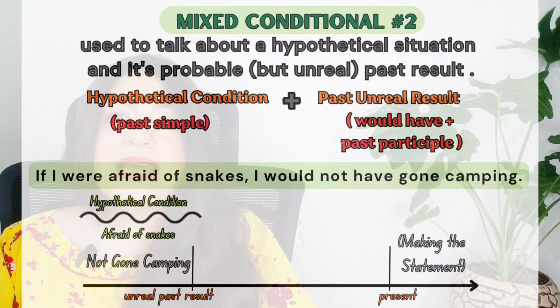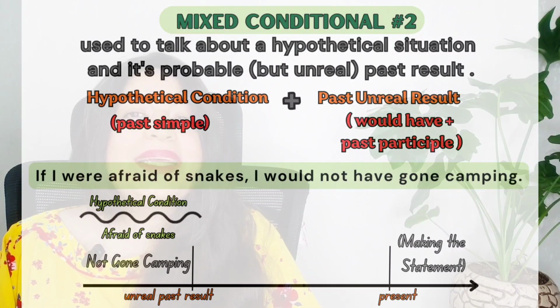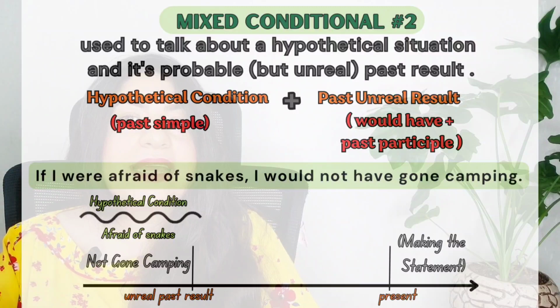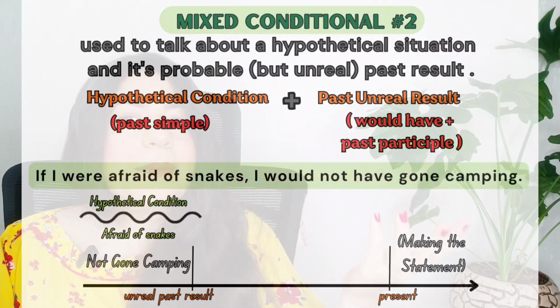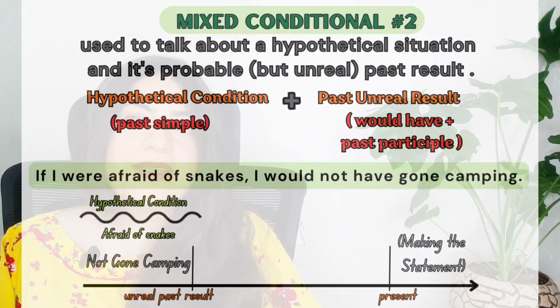Let's look at the sentence. If I were afraid of snakes, I would not have gone camping. You can look at the timeline to give you a better understanding of that hypothetical condition. If I were afraid of snakes, what is the past but unreal result? I would not have gone camping. In this case, you know that the speaker is not afraid of snakes. Therefore, this person did go camping. They were just commenting on this hypothetical situation and what would be the past result.